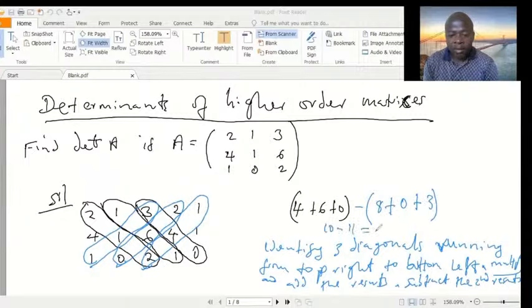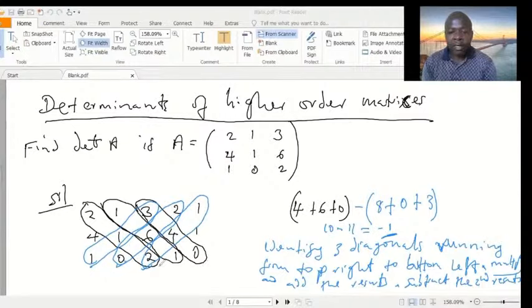So the determinant of this matrix is negative 1. So we just identified 3 diagonals. We multiply along these 3 diagonals, added the result here, we got 10. Then this gave us 8, this gave us 0, this gave us 3. So that is 11. Subtracted this second result from this first result, and we found the determinant is negative 1.